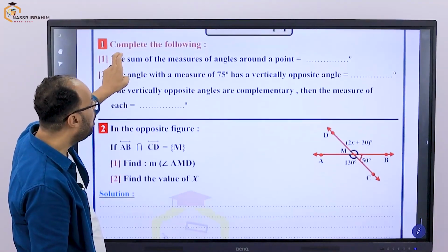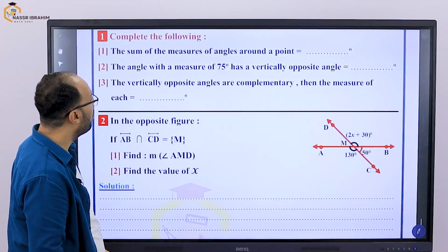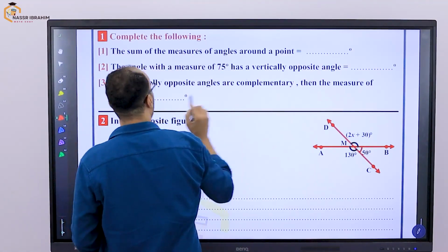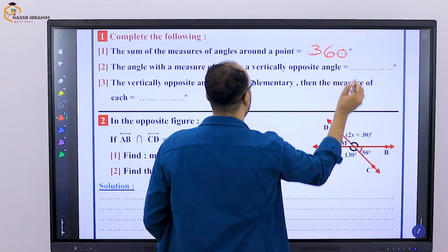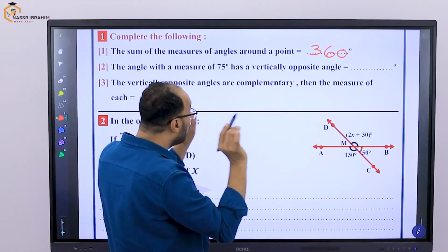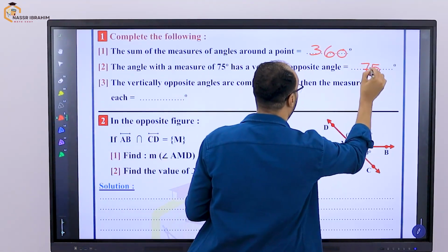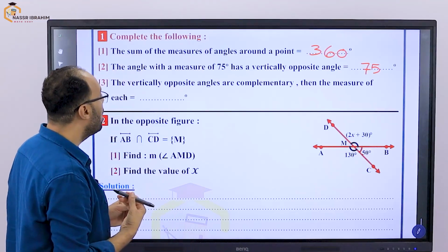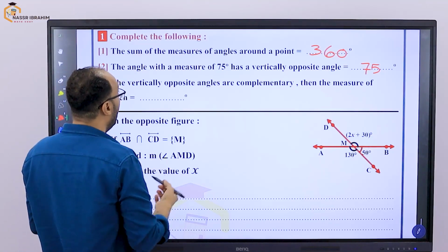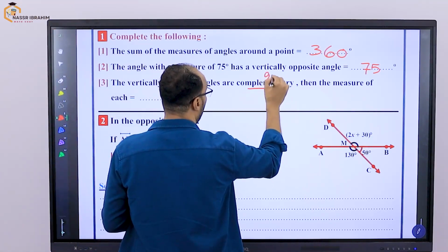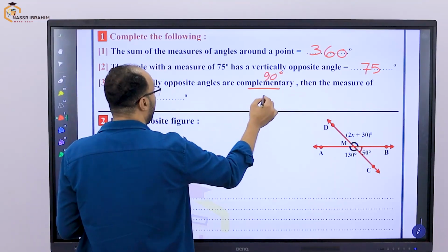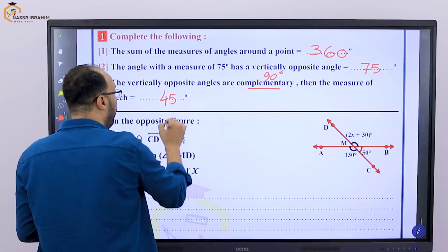Okay? Here we have some exercises. The sum of measures of angles around a point, of course, we know will be 360 degrees. The angle with measure of 75 has a vertical opposite angle. It will be the same, so it will be 75 also. The vertical opposite angles are complementary. Then the measure of each one equals... complementary means what? Their sum will be 90 degrees. And they are vertical opposite, so it will be 90 divided by 2. Each one of them will be 45 degrees.